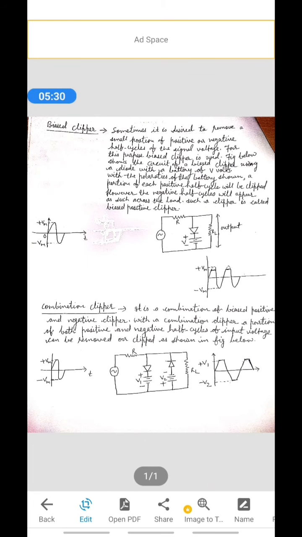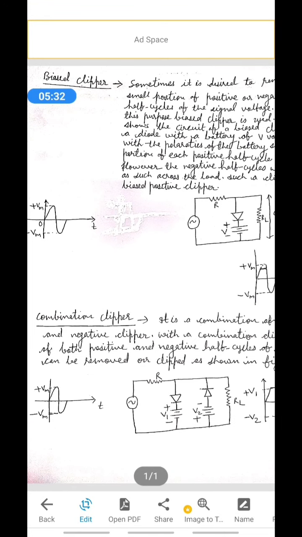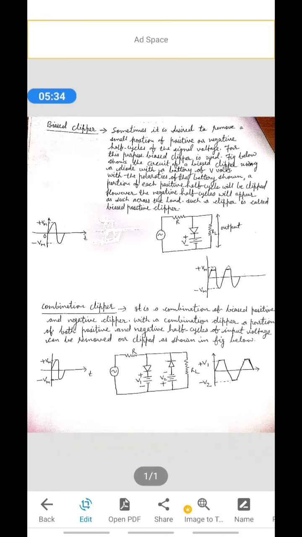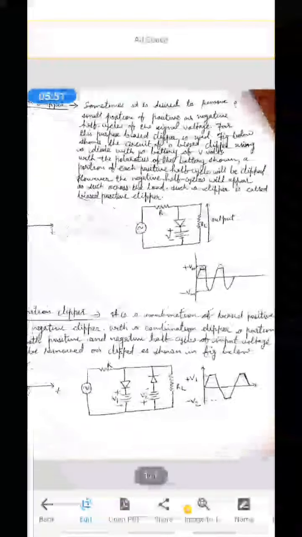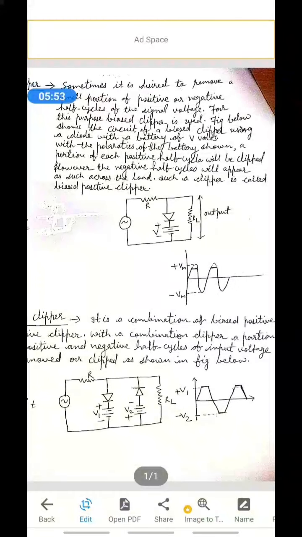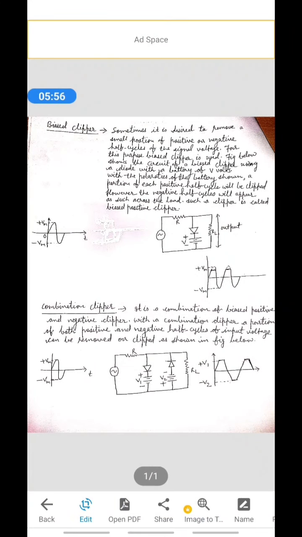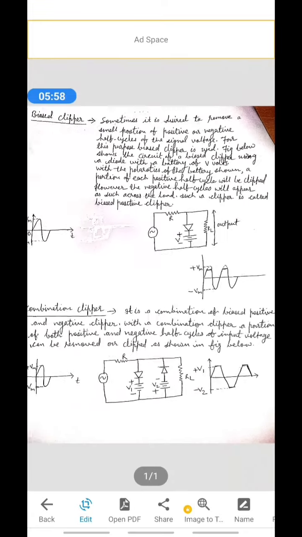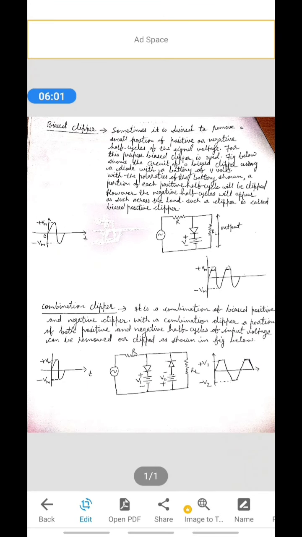Now, next is a combination clipper. It is a combination of biased positive and negative clipper. A portion of both positive and negative half cycles of input voltage can be removed or clipped as shown in figure below.